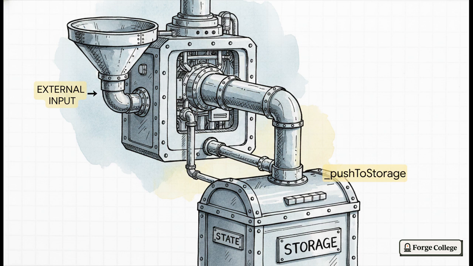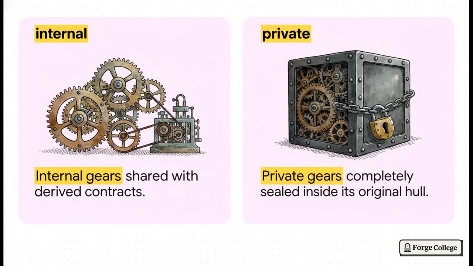This pattern acts as a single source of truth for how our storage is modified, keeping our state changes safe, predictable, and highly modular. Notice this strict difference here, though. You might be wondering, why do we need private if we already have internal? Well, internal gears can be inherited.